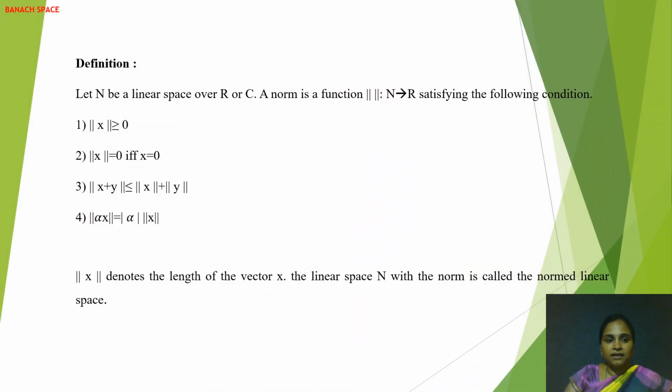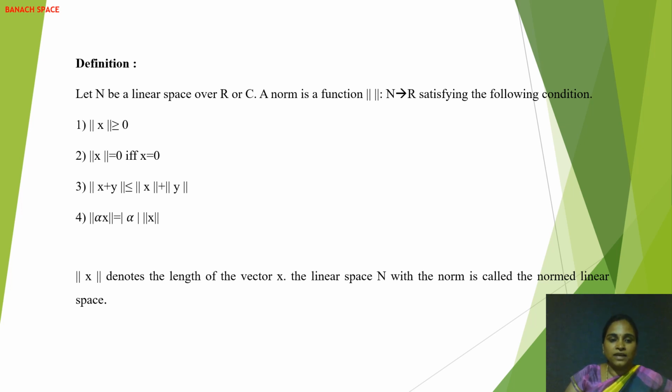Before defining Banach space, we will learn what is a normed linear space. Let N be a linear space over R or C. A norm is a function from N to R satisfying the following conditions. First condition, norm x is always greater than or equal to 0. Norm x is equal to 0 if and only if x is equal to 0.